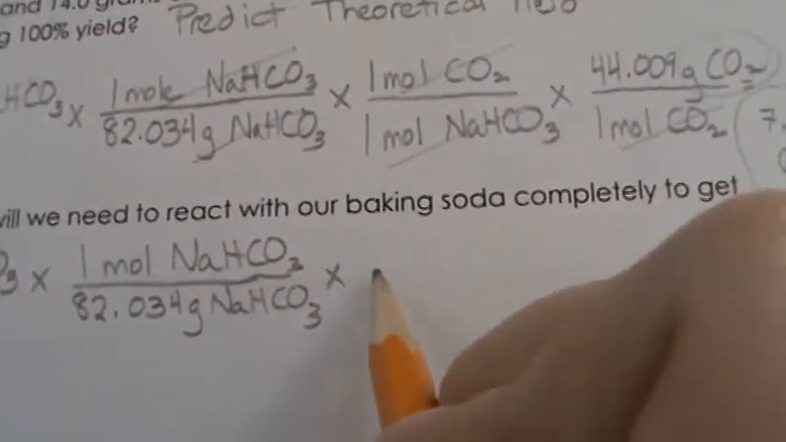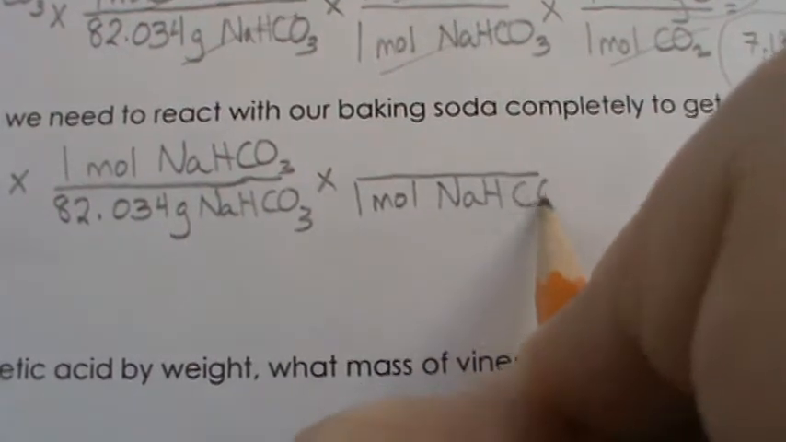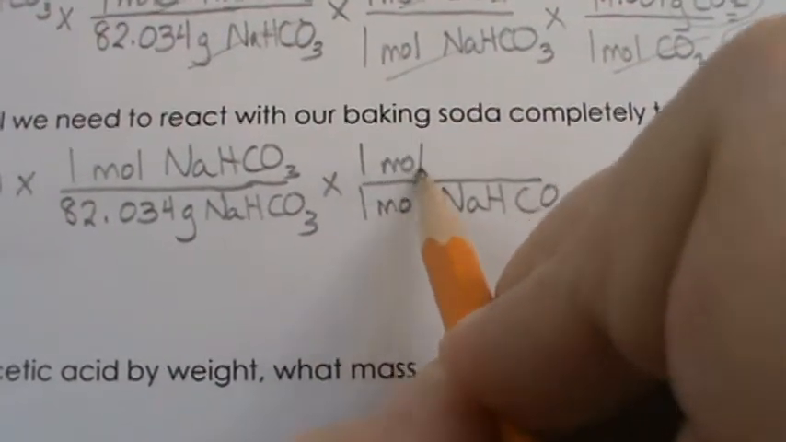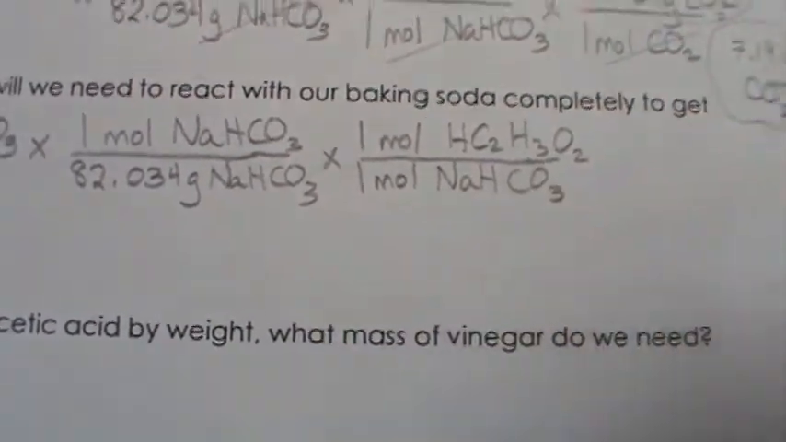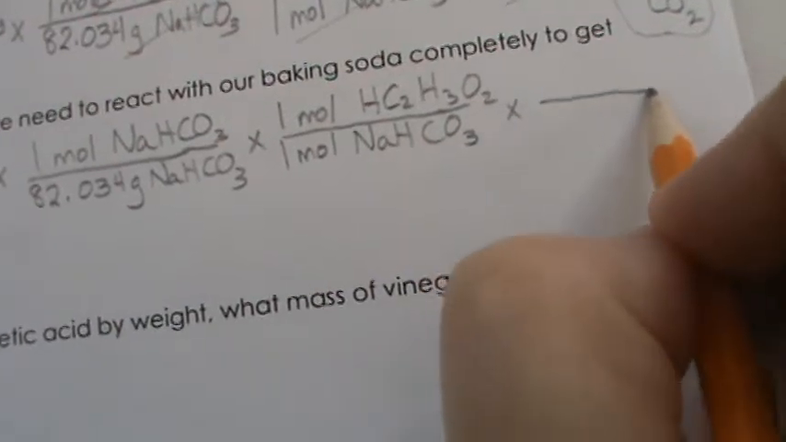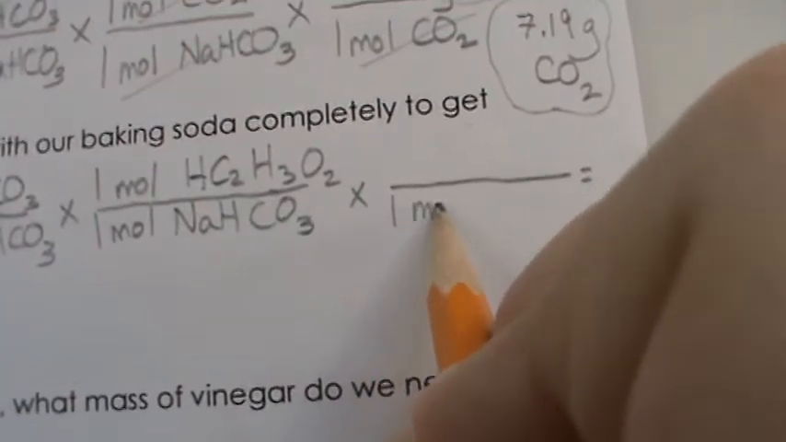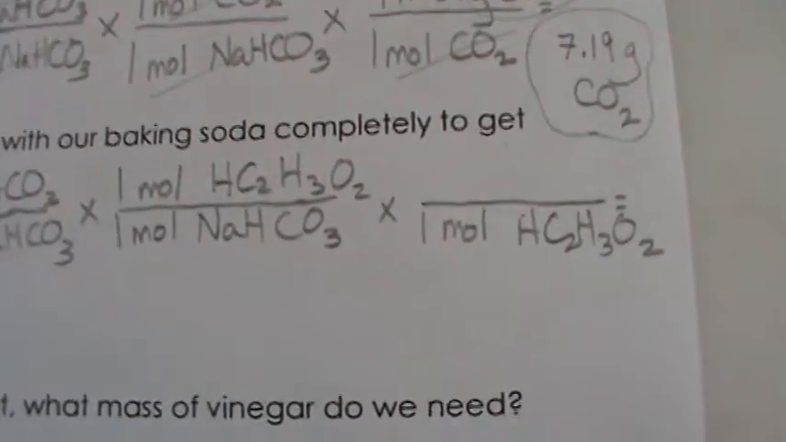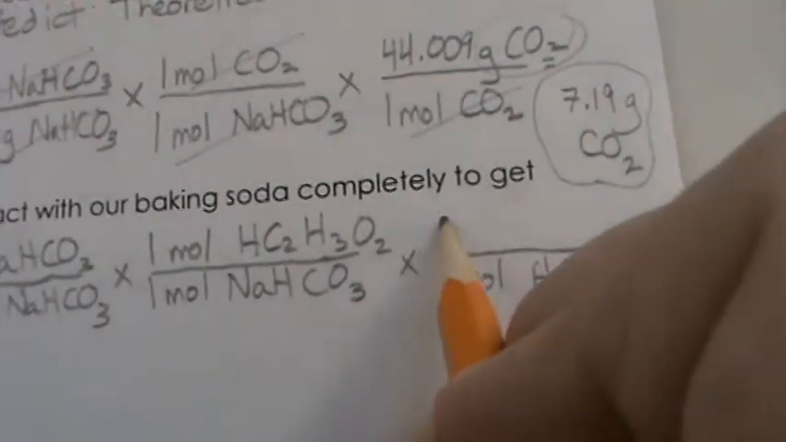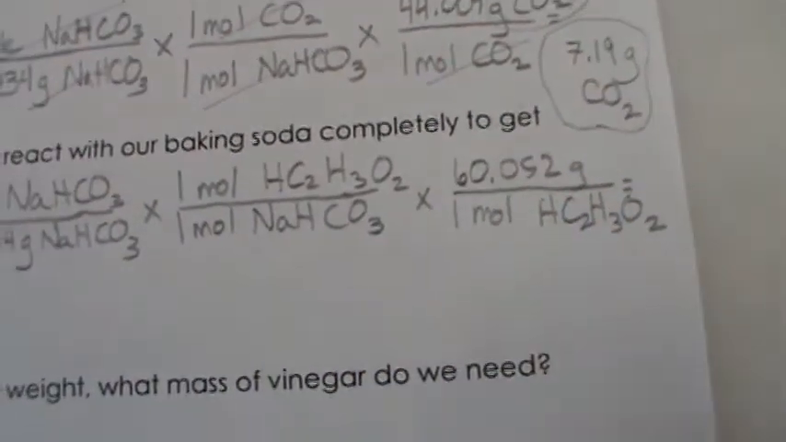Okay, now all of these are 1-to-1 ratios, so we have 1 mole of our NaHCO3 to 1 mole of our acetic acid, HC2H3O2. And now in order to determine what mass of vinegar we're going to have, we need the molar mass for our acetic acid. 1 mole of HC2H3O2 is 60.052 grams.